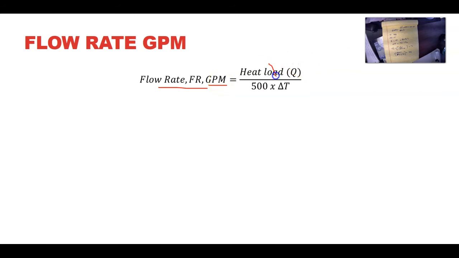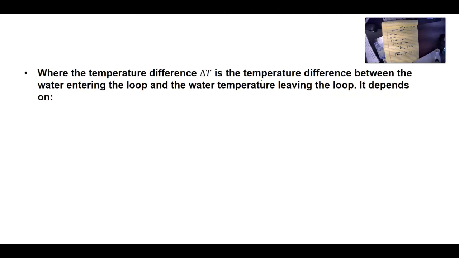Okay, so the best way to calculate that is the heat load required by the room or the zone or the entire circuit divided by the temperature difference, temperature drop in that water, over 500. 500 is a conversion rate. Okay, let's look at that example.